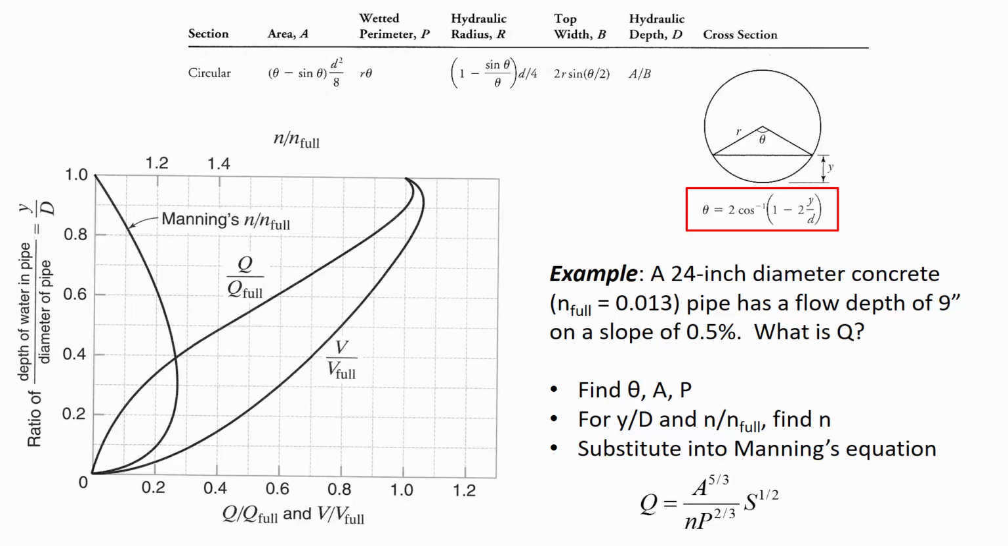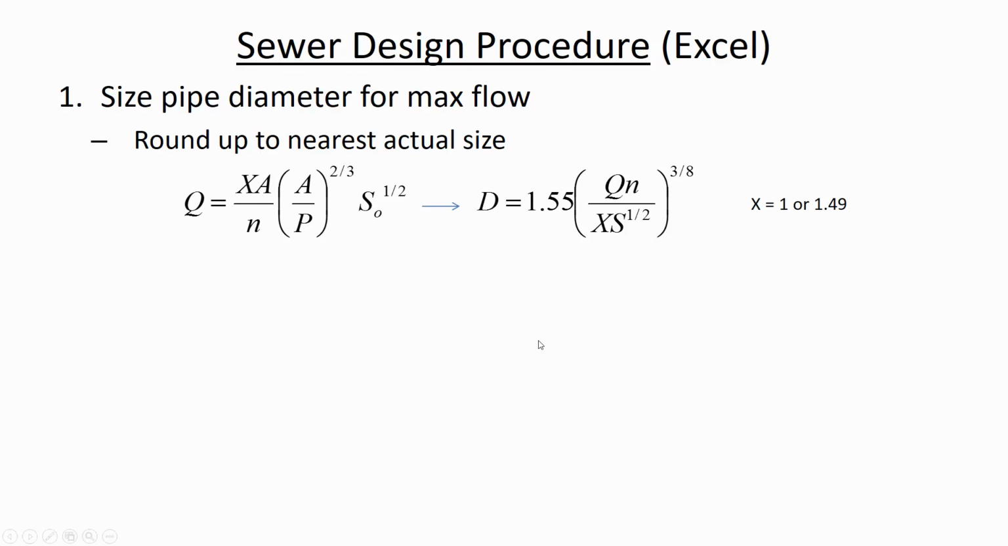So let's do that design now. Here's Manning's equation if we rearrange it in terms of D. And so this is the geometry where we've got a circular pipe. And so we're going to substitute in the geometry for the area in terms of D, the wetted perimeter in terms of D, and then this factor here, X, that's related to whether you're working with traditional units where it's 1.49, or if it's SI units, then it'll just be 1.